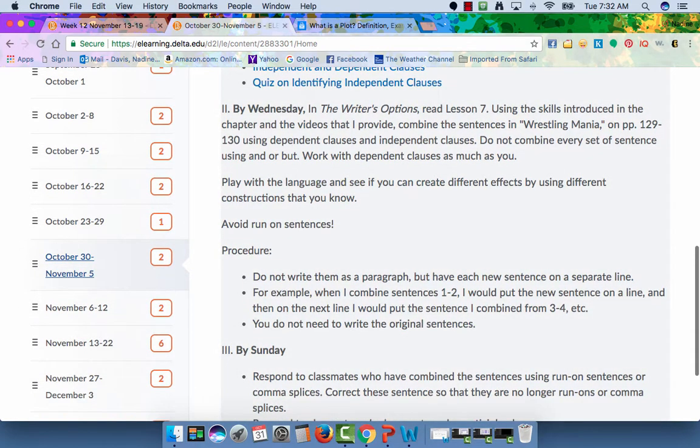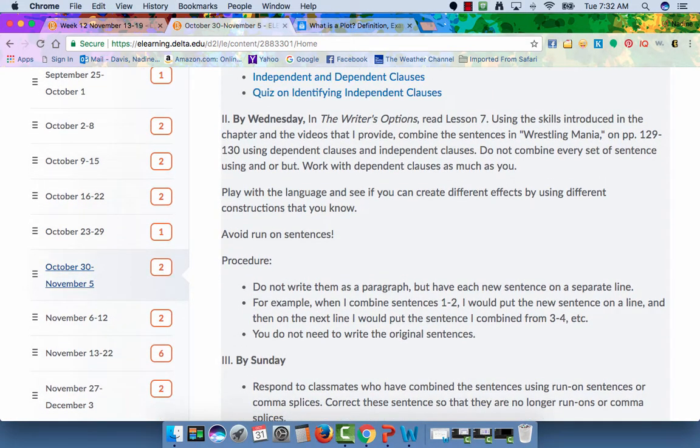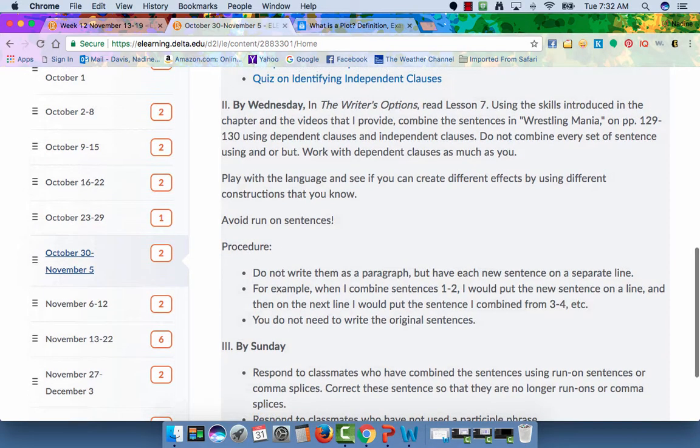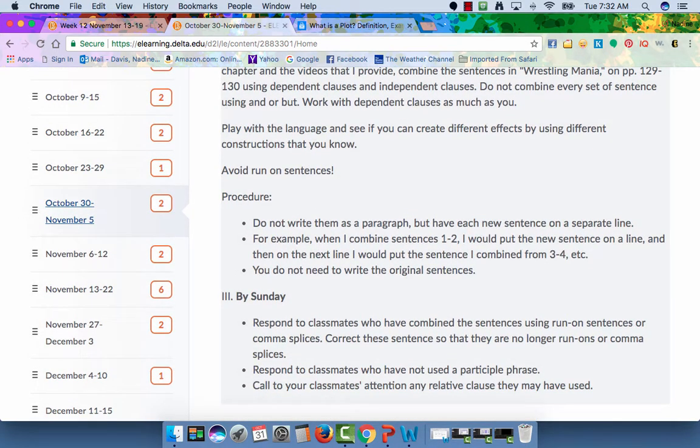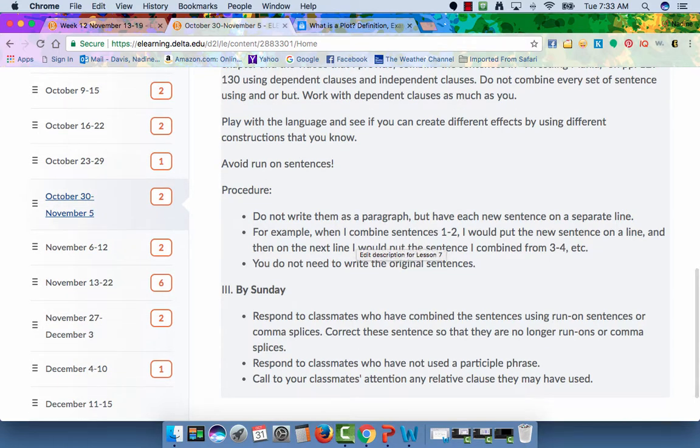I'm sorry, I'll change that. That's due by Thursday, and by Sunday, you'll respond to your classmates and talk to them. Try to talk to at least 5 of them. If you can't do 5, do as many as you can and do a thorough job, okay?